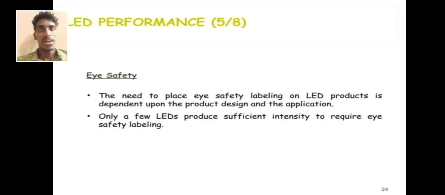Eye safety. While using the LED, we can't shine the LED glow on our eye, because the need to place eye safety labeling on LED products is dependent upon the product design and the application. Only a few LEDs produce sufficient intensity to require eye safety labeling.